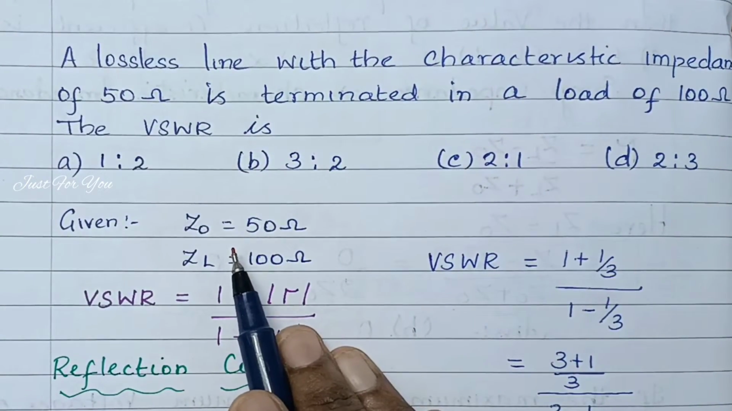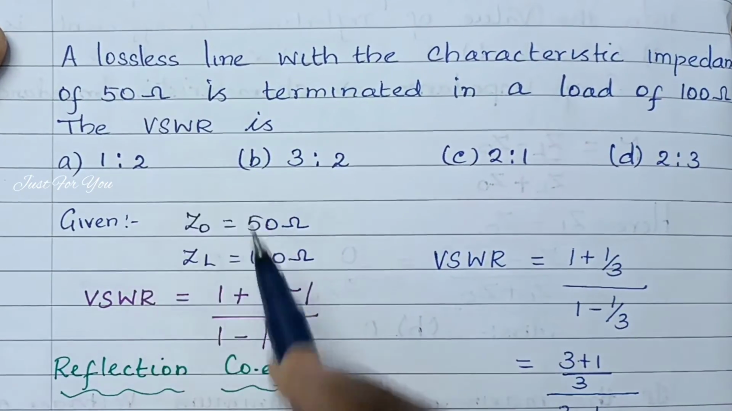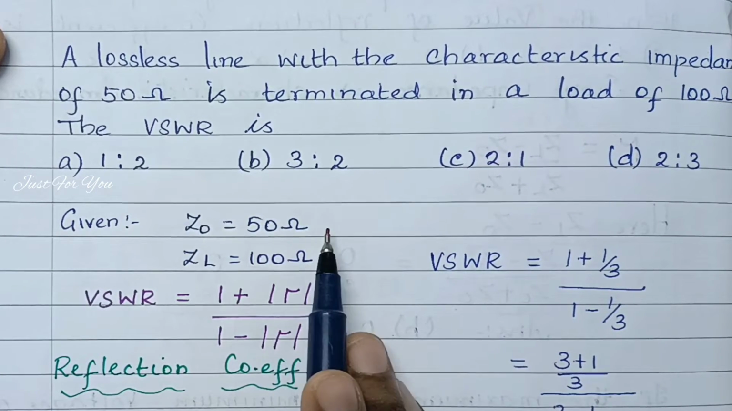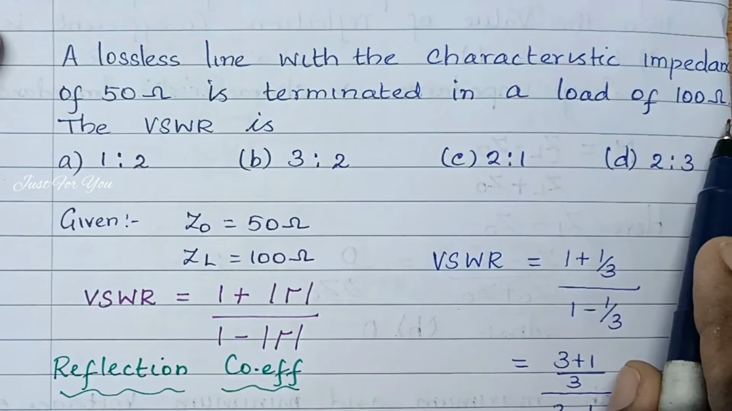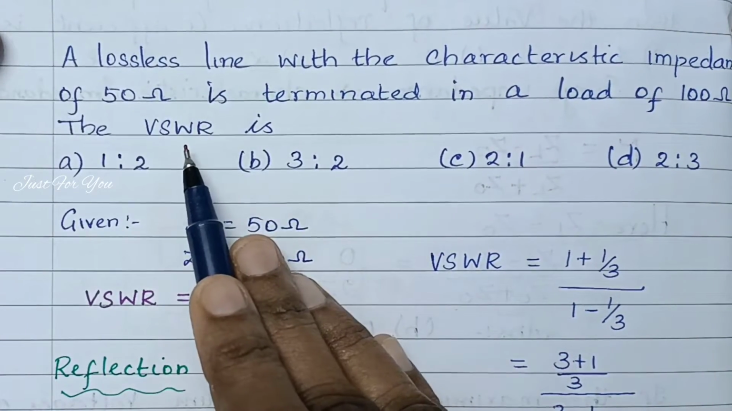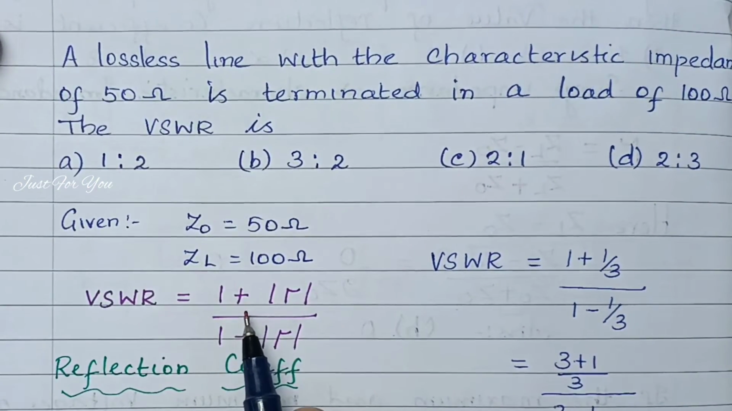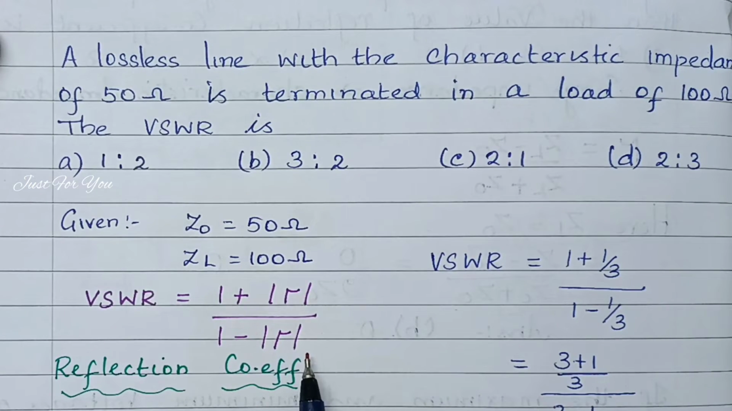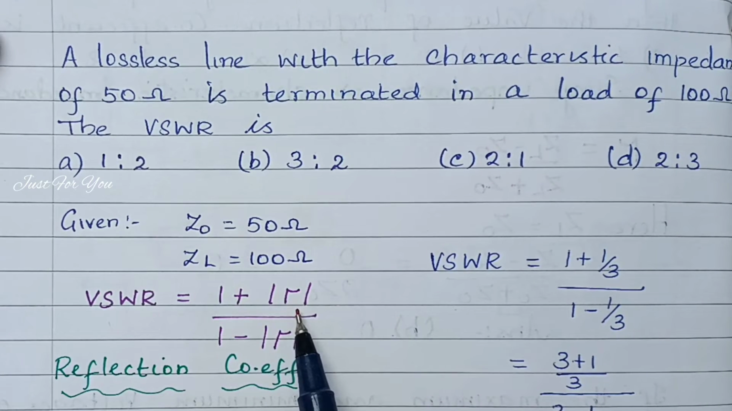Let us see what is given in the question. The characteristic impedance is 50 ohm and we know characteristic impedance is denoted by Z0. Z0 is equal to 50 ohm and it is terminated in a load. Load means load impedance, that is 100 ohm which is represented by ZL. ZL is equal to 100 ohm. We have to find VSWR. To calculate VSWR, the formula is (1 plus reflection coefficient) divided by (1 minus reflection coefficient). So, before calculating this VSWR, we have to find the reflection coefficient.